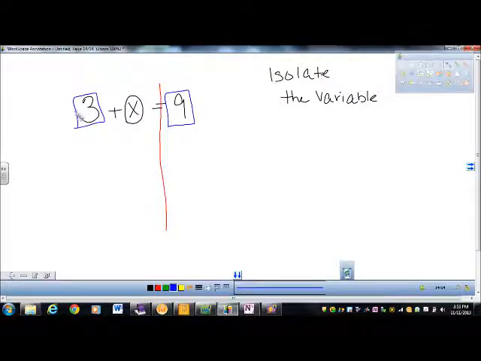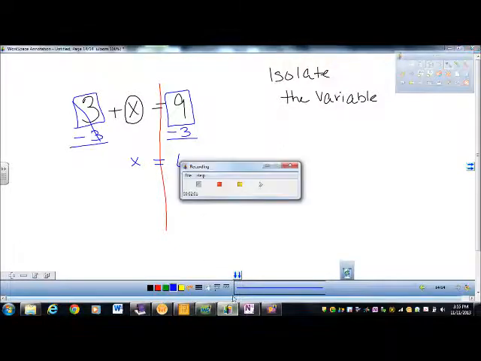And in order to get him over here on the other side of the train tracks, we need to do the opposite. So right now, he's a positive. So we're going to make him negative. So subtract 3. So what I do to one side, I do to the other side. That cancels out. And it leaves me with an x here. And 9 minus 3 is 6. So I have x equals 6. See, I got x by himself. And that worked out.